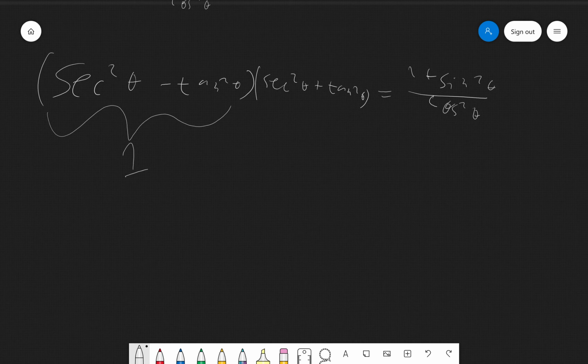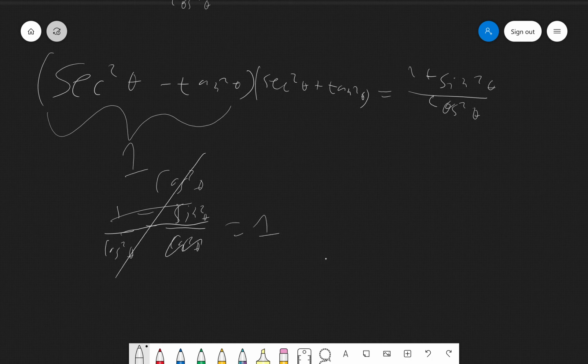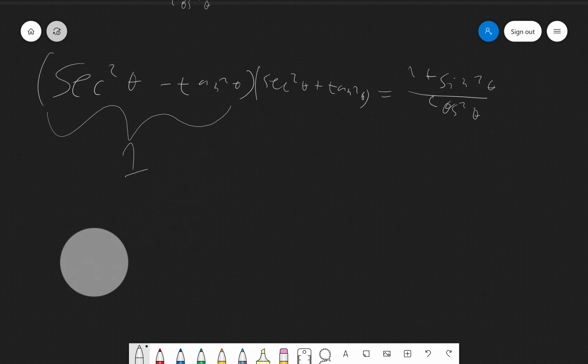If not, you do at least notice the secant squared of theta, and you do remember the identity. And if you don't, then that is equal to 1 over cosine squared of theta minus sine squared of theta over cosine squared of theta. They already have a common denominator, so you get this, and this is cosine squared of theta. At least you know that. And this becomes 1. There, simple.